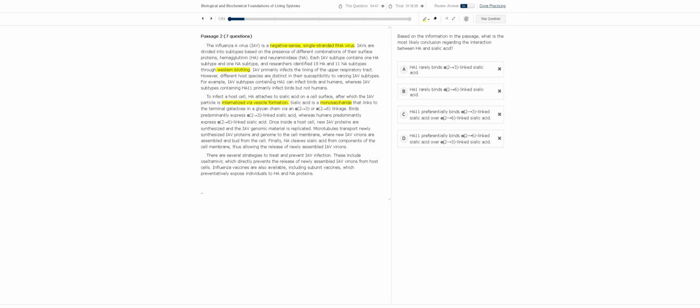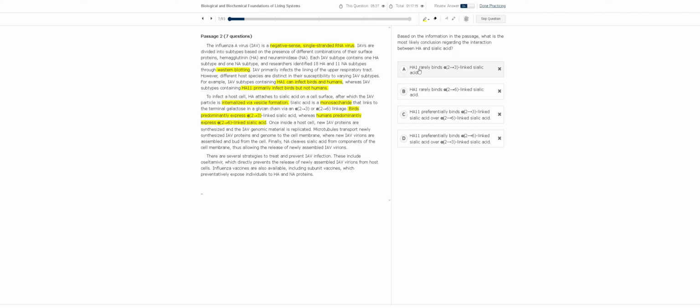They said the subtype containing HA1 can infect birds and humans, whereas HA11 primarily infects birds but not humans. So they're showing us a differentiation between these two. HA1 does birds and humans, while HA11 does primarily birds. Now if we continue down, they said that birds mostly express a 2-3 linkage, and for humans right here, they express a 2-6 salicylic acid linkage. So this is for humans. Okay, now let's go back to our question right here.